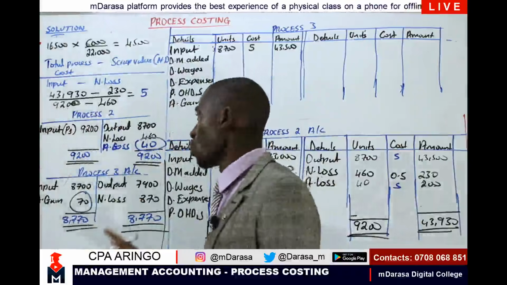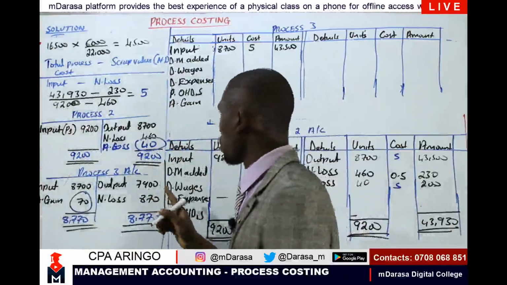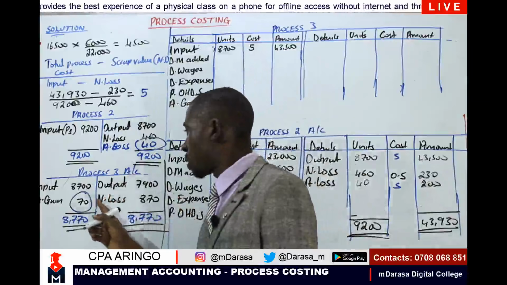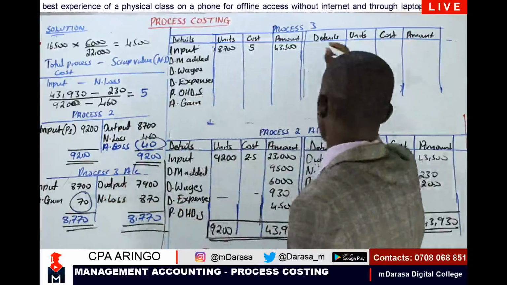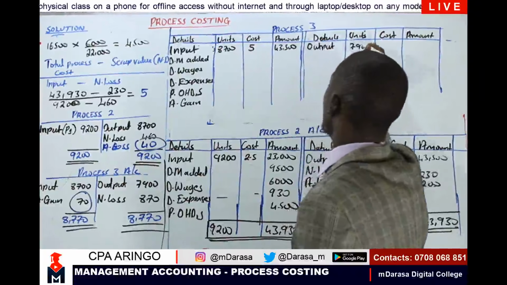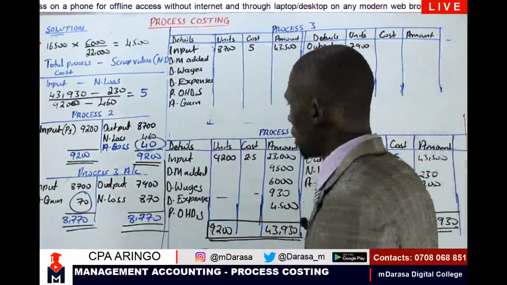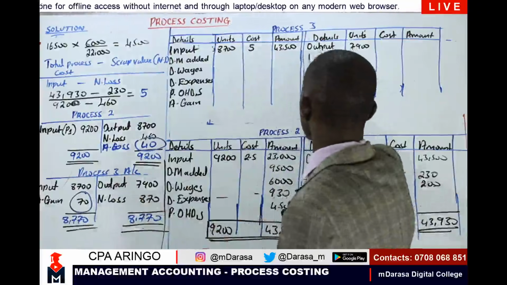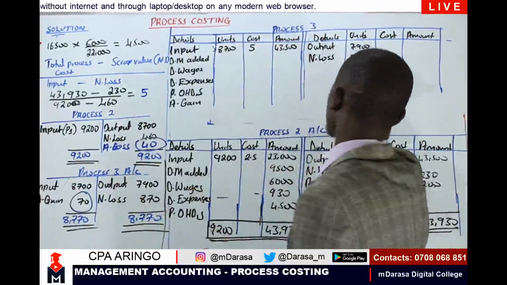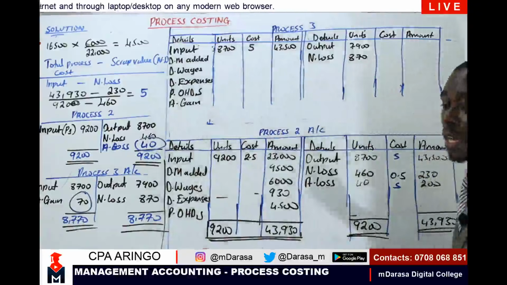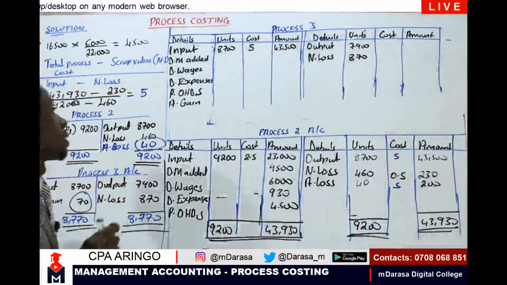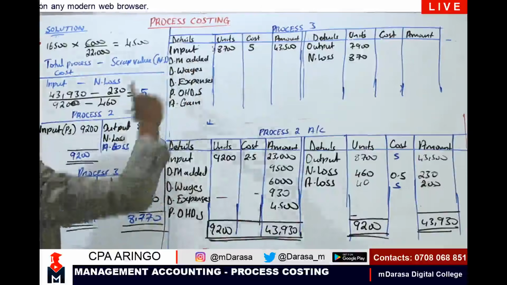What about our output? Throughput will assist us. Whenever we are looking at our throughput, it's going to show us that our output was 7,900 units. Cost per unit, we need to determine that. We had normal loss. Normal loss units, we had 870, correct. So the next thing to do, my good students, will be upon us to identify these other elements.